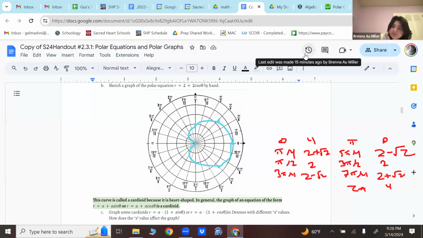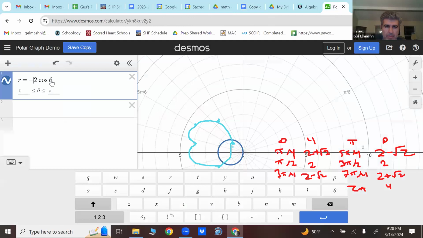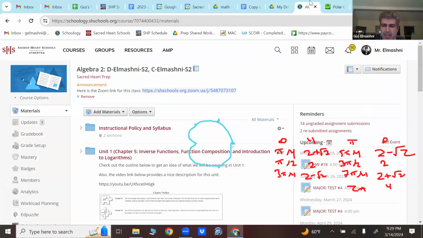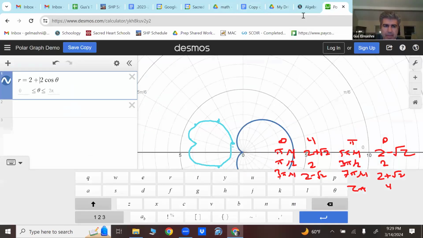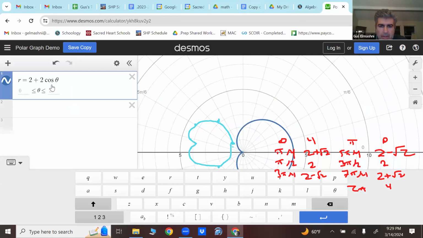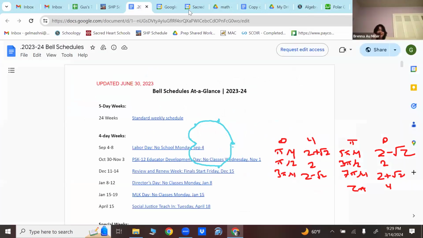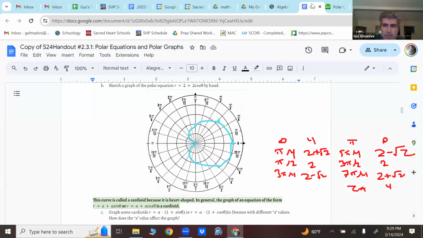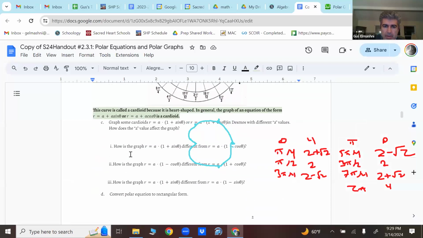And if I go 2 plus 2 cos theta, see, you get that. I expected it to be a little more heart-shaped. Well, that's more of a loop. But it's called a cardioid because it does kind of look like a heart, right? I can kind of see it, yeah. They're really cool shapes. Cardioid, because it's like a heart.